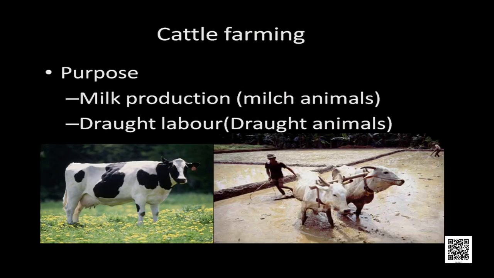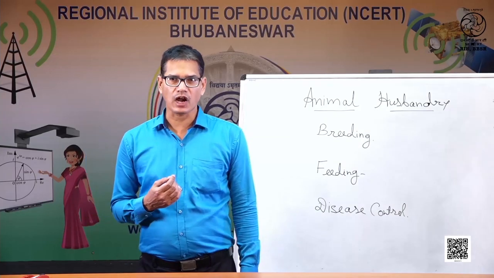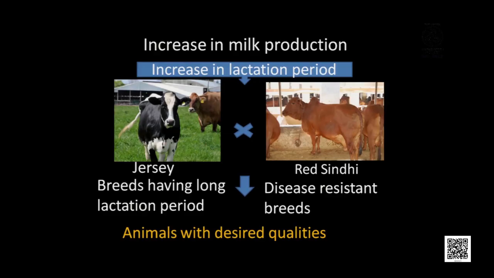First one is cattle farming. Purpose of cattle farming: first one is milk production, and milk producing animals are called milch animals. And second purpose is draught labor, that means ploughing and tilling work, and they are called draught animals. First requirement is to increase the milk production.